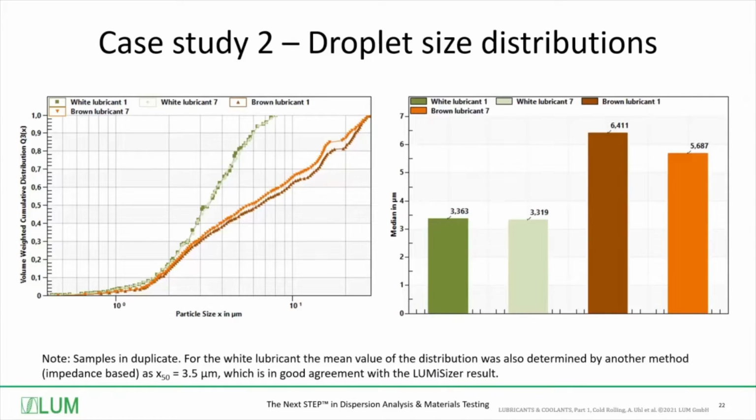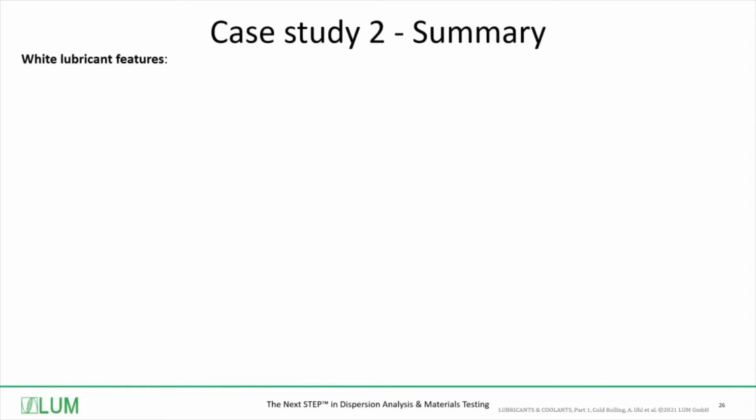There is also additional information available for the white lubricant. Another method was used, an impedance-based method for particle size distribution characterization, and the X50 for the white lubricant was determined as X50 equal to 3.5 micrometers, which is in good agreement with the LUMiSizer result. Let's come to the summary of the second case study, the white lubricant features.